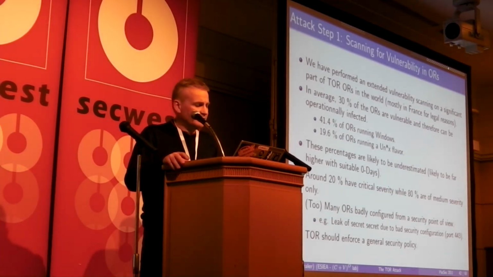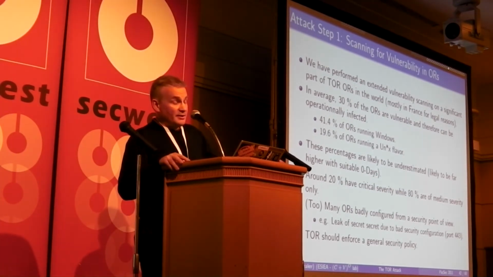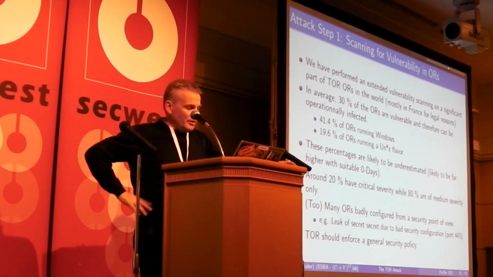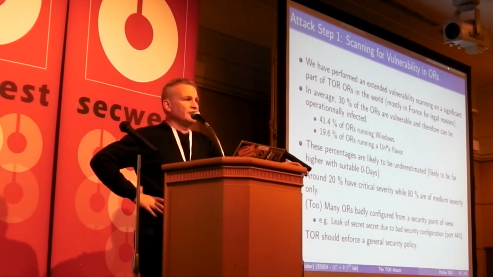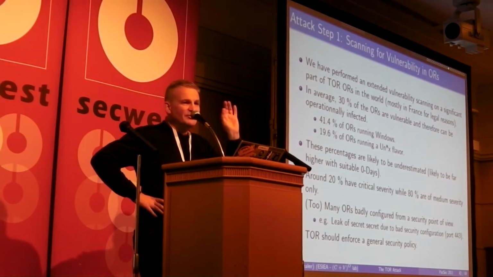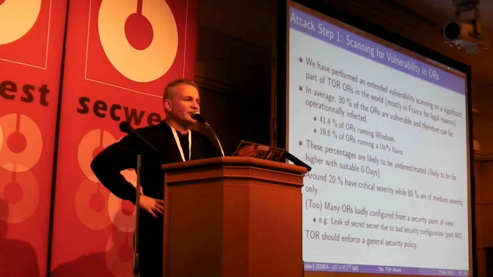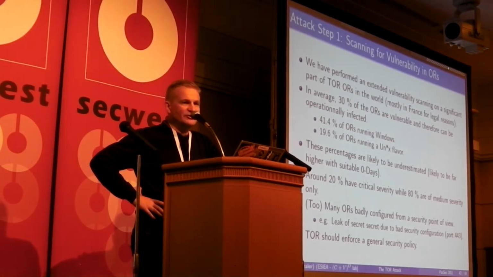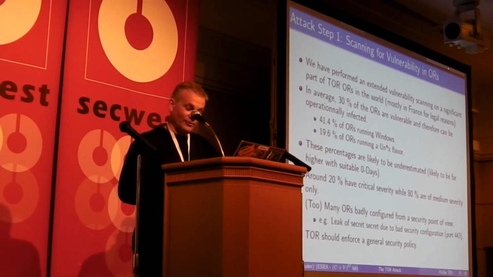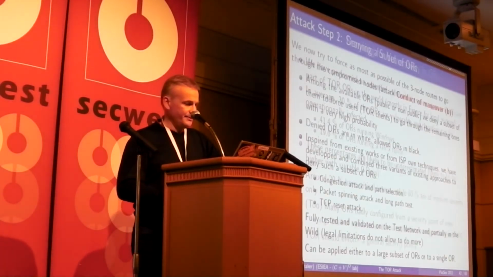Among those vulnerabilities, 20% have critical severity, while 80% of them are medium severity. Sometimes it is very surprising, because it is proof that you cannot let the user decide without an overall security policy. When you probe some port 443, sometimes you get very interesting things. Certificates are badly managed, and you have the secret key instead of the public key. Well, not a good idea. So I think the first mandatory step would be to enforce some sort of overall security policy.